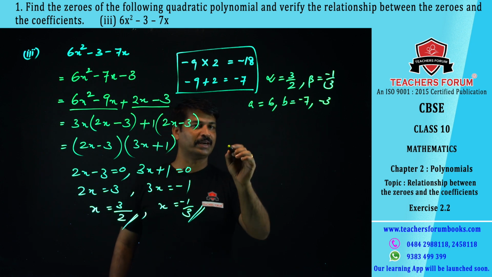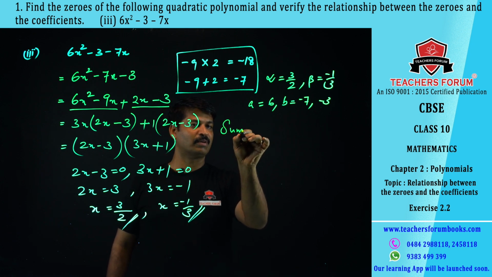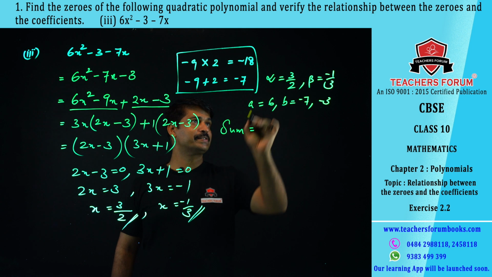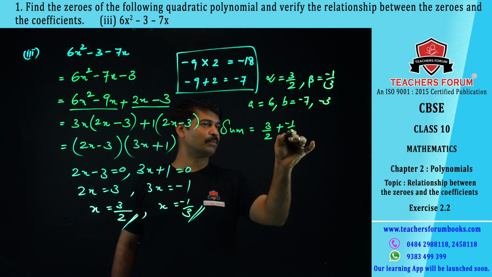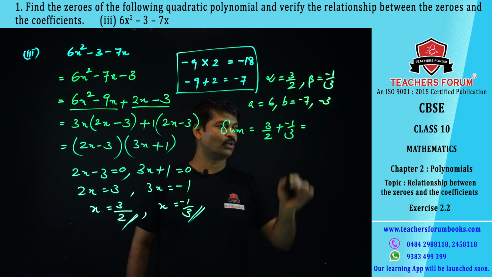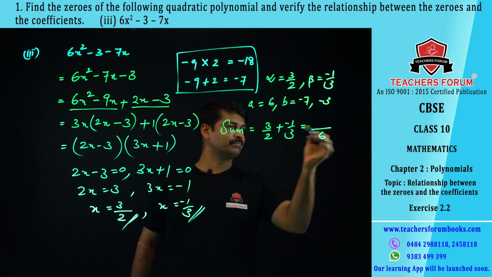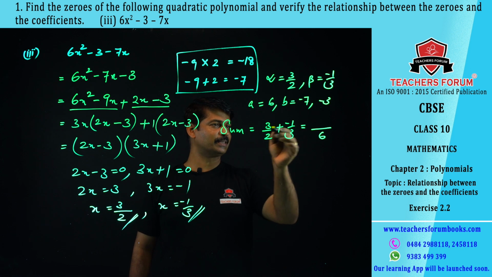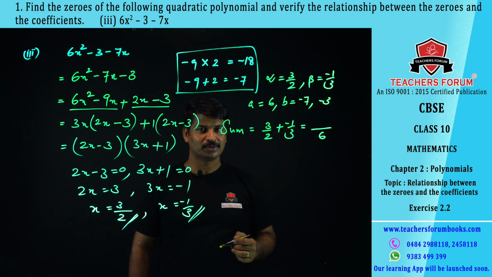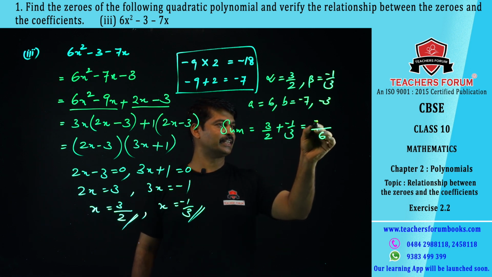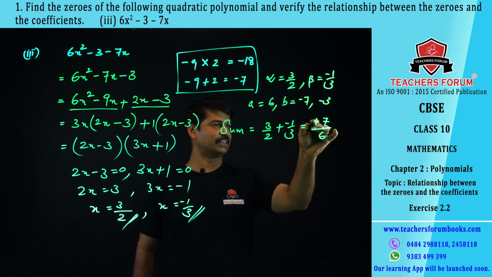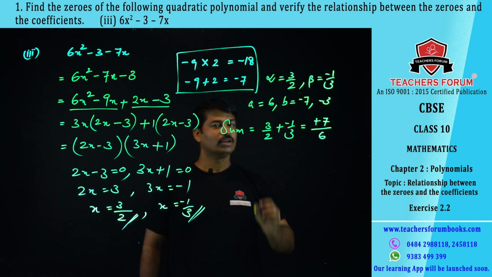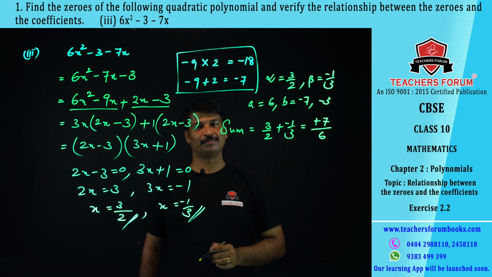Now let us find out what is the sum of zeros. Can you tell me what is the sum of zeros? Sum of zeros is equal to alpha, 3 by 2, plus beta, minus 1 by 3. So you can take 6 as LCM. Then what will we be getting? 3 threes are 9, 2 ones are 2. So 9 minus 2, that is 7. So the sum of zeros is equal to 7 by 6.